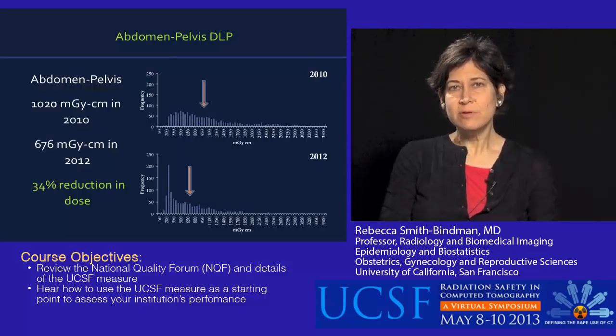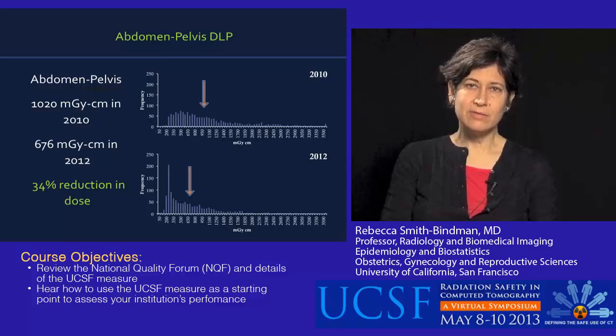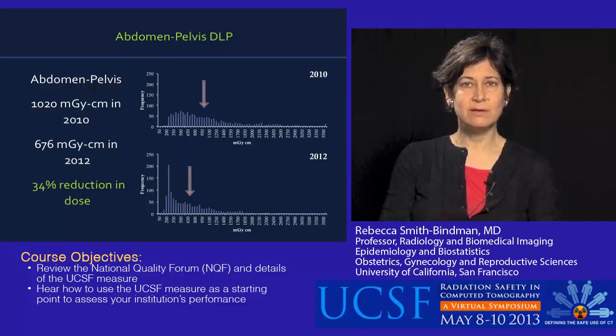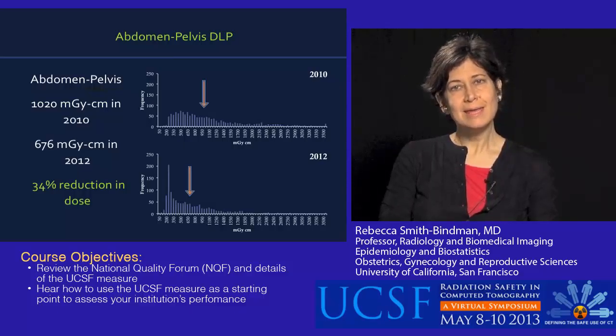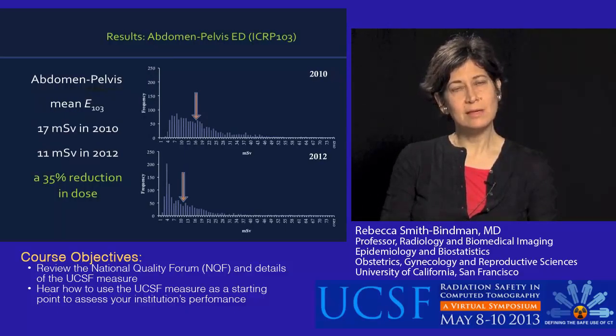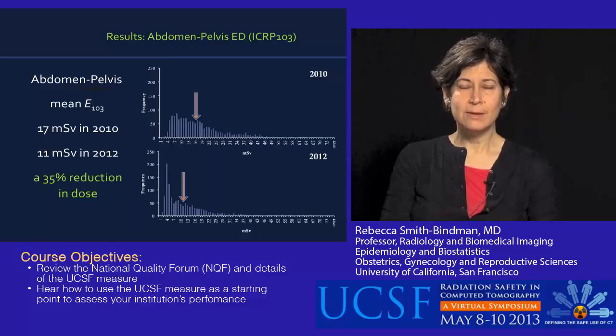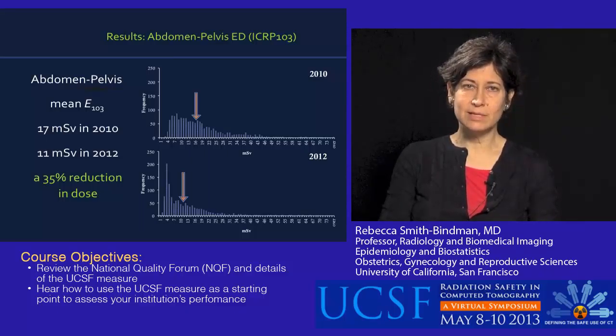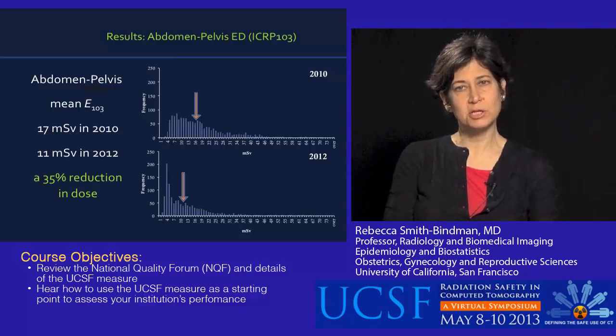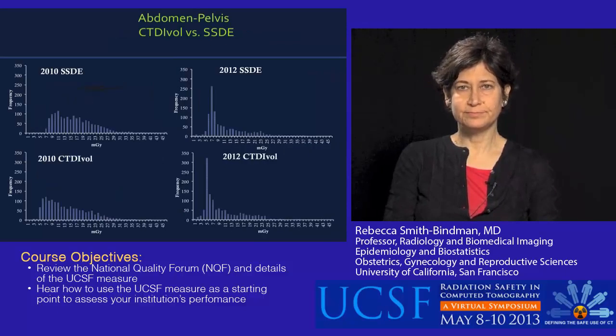This is using a different measure, but the same anatomic area. This is showing how we did in terms of effective dose using the ICRP 103 weighting factors. And again, you can see on the top graph, the line showing the mean is shifted to the left. The mean went down from 17 to 11 millisieverts. Again, a 35% reduction in dose over this time period.